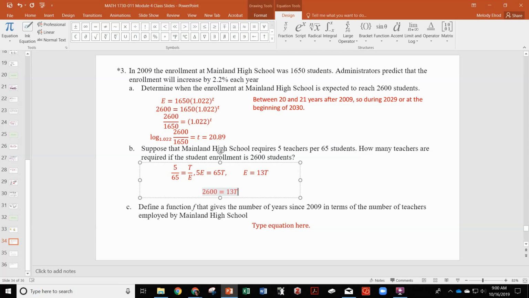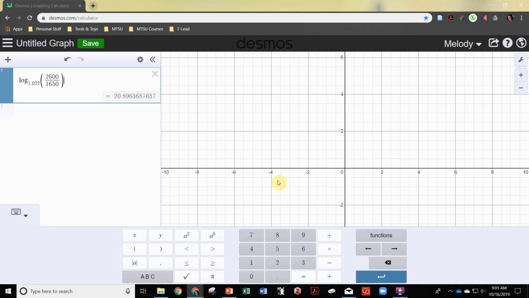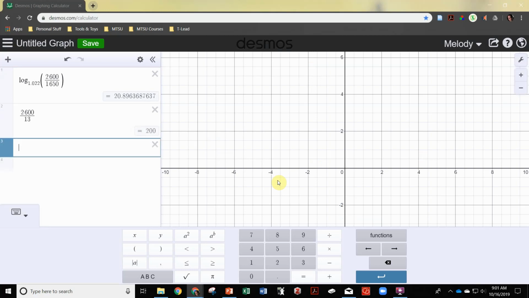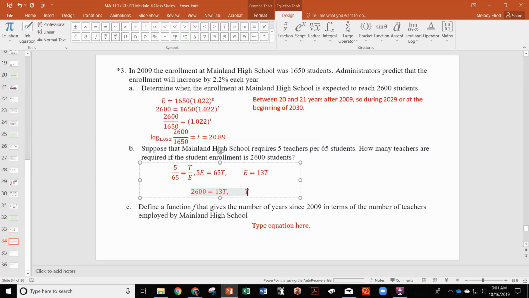Yeah, so I would need to divide by 13 on both sides, and I would end up with 2,600 divided by 13 is 200 teachers. So T is 200. Okay, so I've got that.